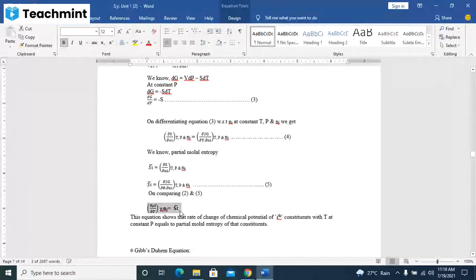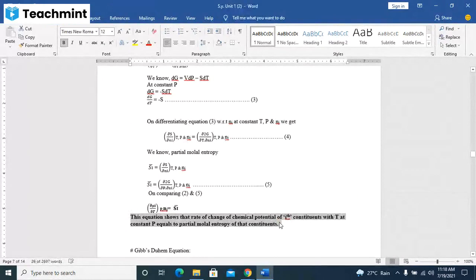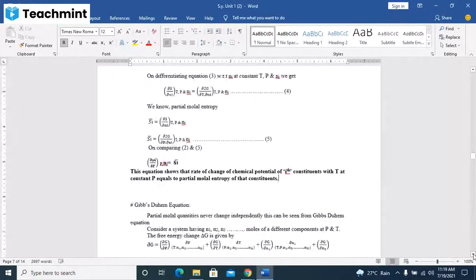And you can conclude that this equation shows that the rate of change of chemical potential of the ith constituent with the temperature at constant pressure equals the partial molar entropy of that constituent. What was that? Partial molal volume, and this is partial molal entropy. That difference you have to remember. That may also come from the MCQ point of view.